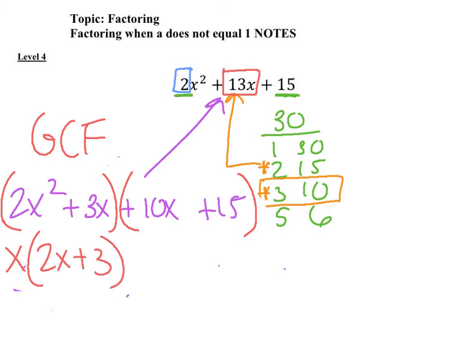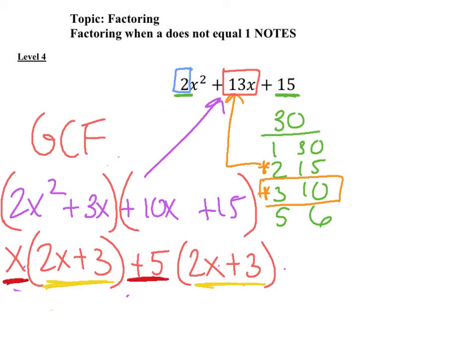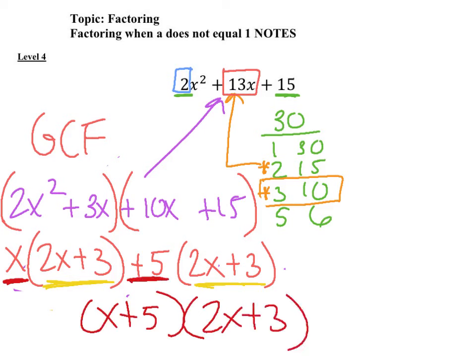Now, for the 10 and the 15, I notice that there's a 5 in common. So if I pull out the 5, now I have 2x for the first term plus 3 for the second term. And I notice right away that everything inside the parentheses is the same. That means I factored it correctly. Now the last thing you need to do is pull out all the factors, the x and the plus 5. That's your first factor. And your second factor is 2x plus 3.